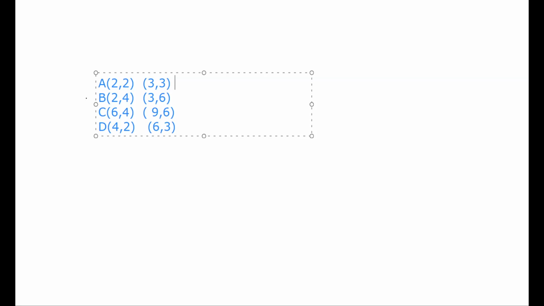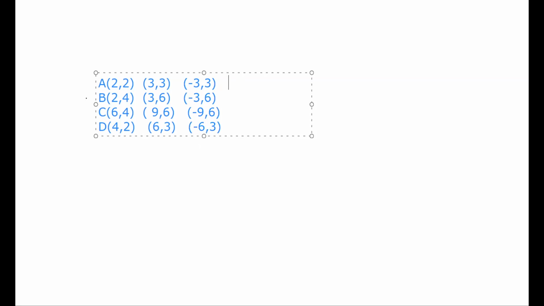And then you are required to do negative x and y. This is the second transformation. Negative x means just change the sign of x. So it's going to be negative 3 and 3. Here it's negative 3 and 6. Here, negative 9 and 6. And the last one is negative 6 and 3. And then what should I do with the new points? Again, graph them, and this is going to be A double prime, B double prime, C double prime, D double prime.